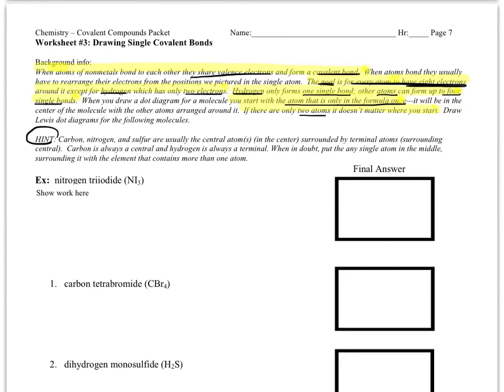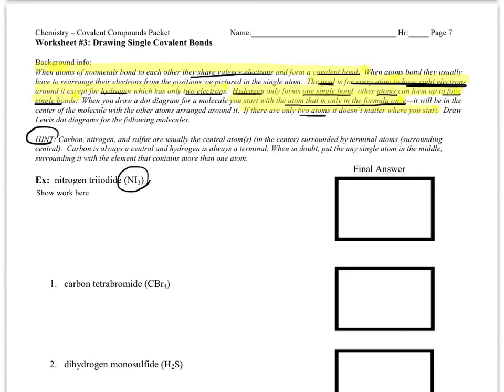The very first thing that you must do when drawing these covalent bonds, and sometimes people try to skip this step and it really never works out well for them, is you need to count up how many valence electrons you have to work with total. What do I mean by that?